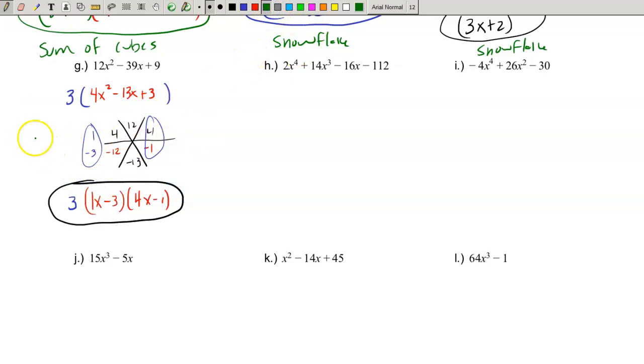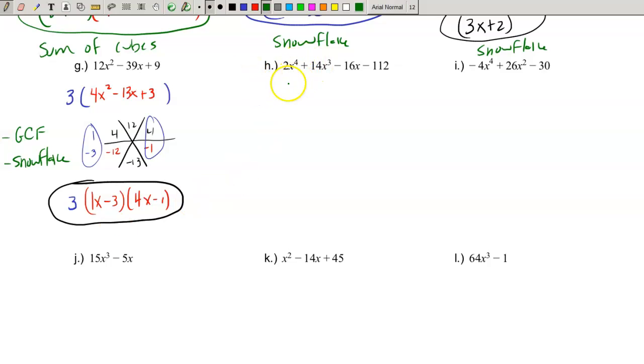The strategy that we used here is, first, we factored out a common factor, so we can just put GCF there. We factored that out. And then I'll just put here, we just used snowflake, which is our kind of go-to when we factor a trinomial.